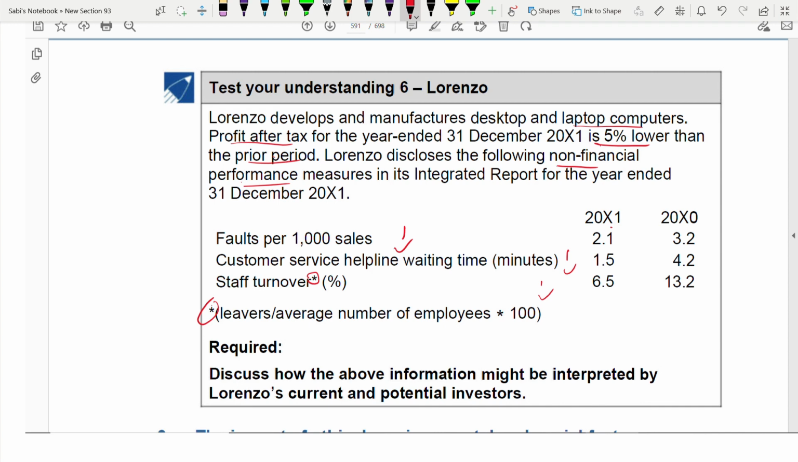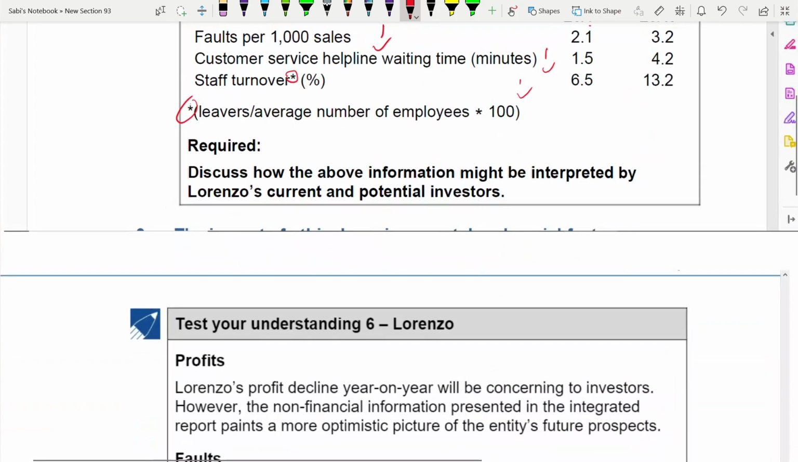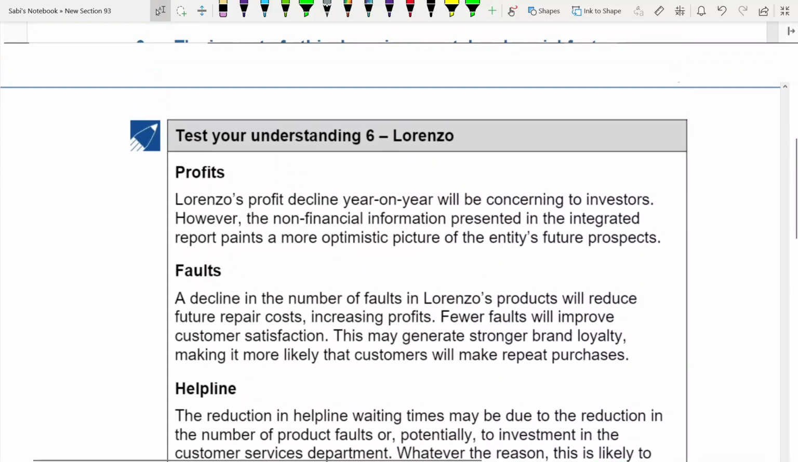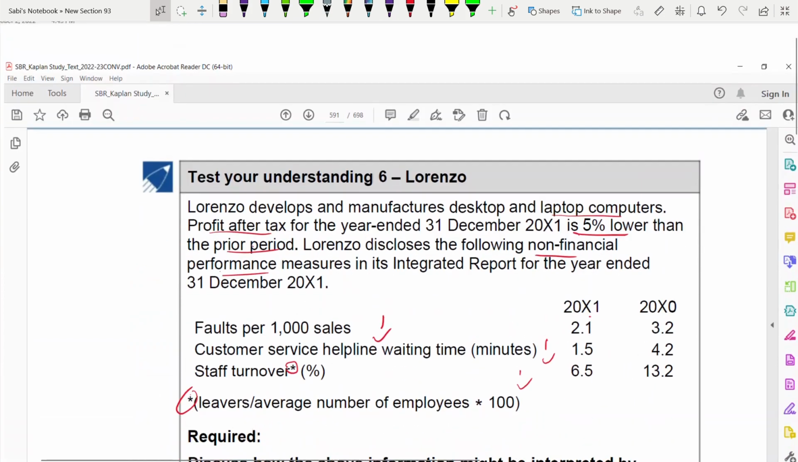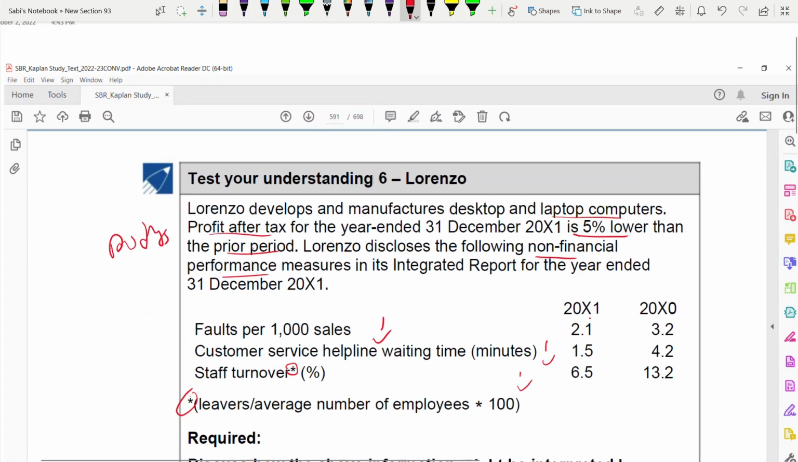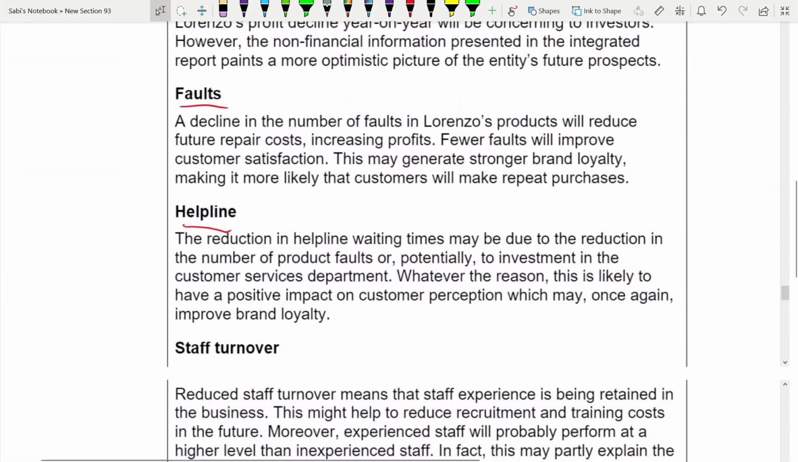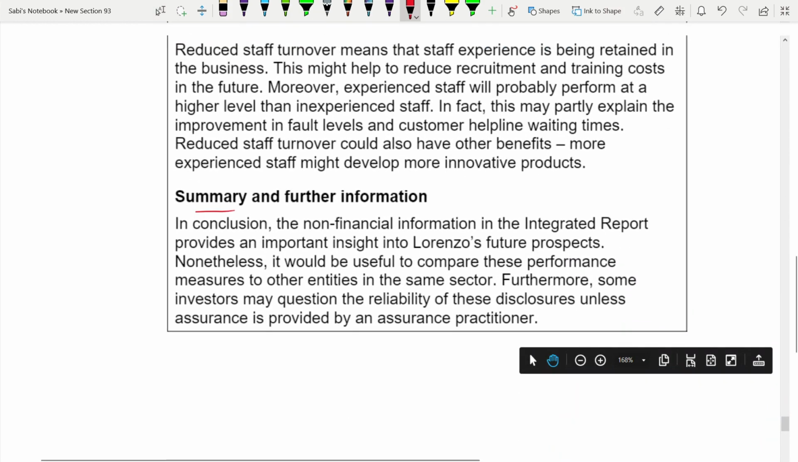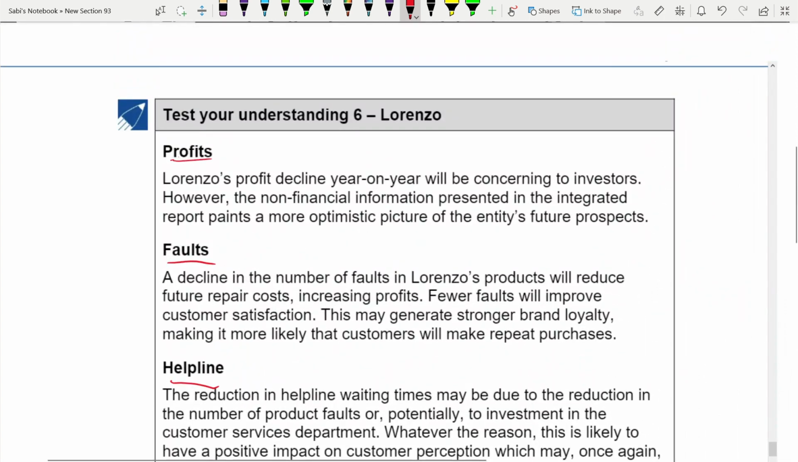Now you need to discuss how the information will be interpreted by the investors. When you're writing this type of answer, you need to divide it into paragraphs with subheadings. How? Let's see. This is the answer. If you see the answer, they have divided it like this. They have given one for profit, then the faults, then the helpline. So each item they have reduced. Here is the profit, one paragraph, then the faults, then the customer service, then the staff turnover, and then a summary. So we'll go one by one. Okay, you don't have to exactly copy this answer.